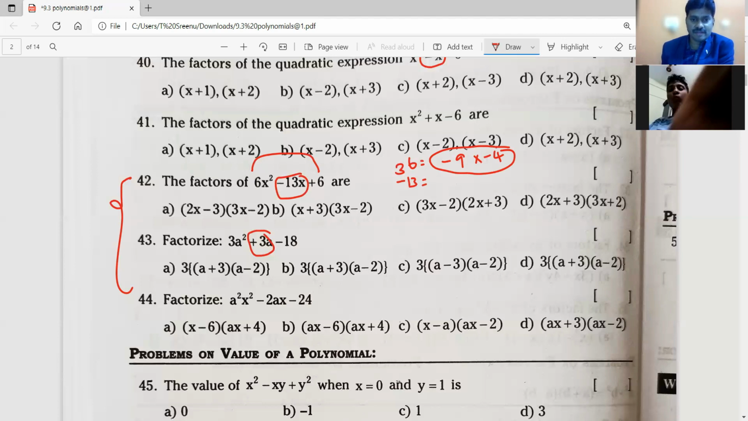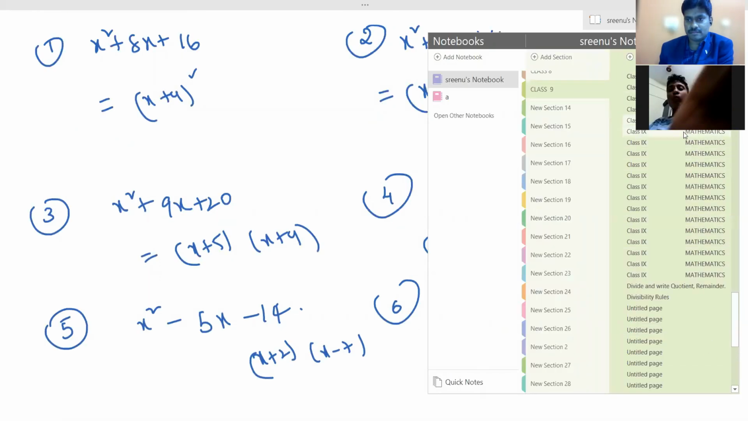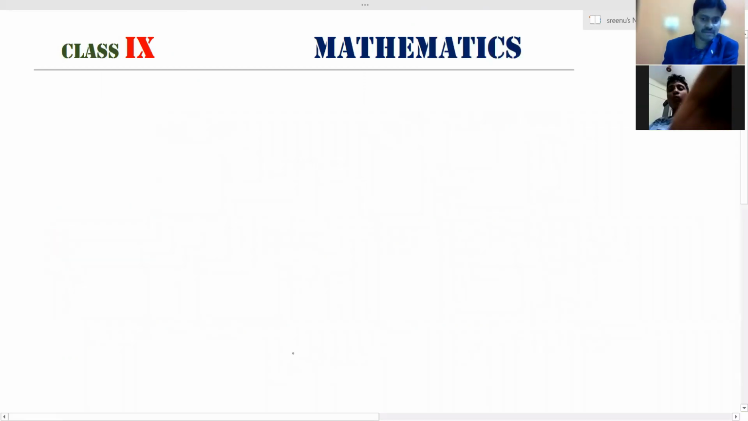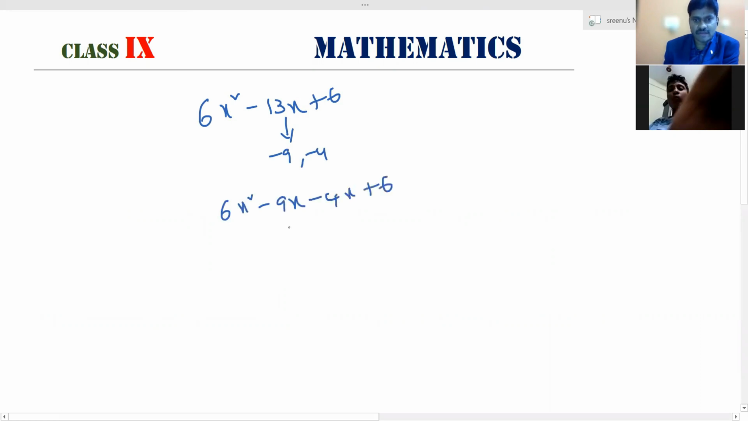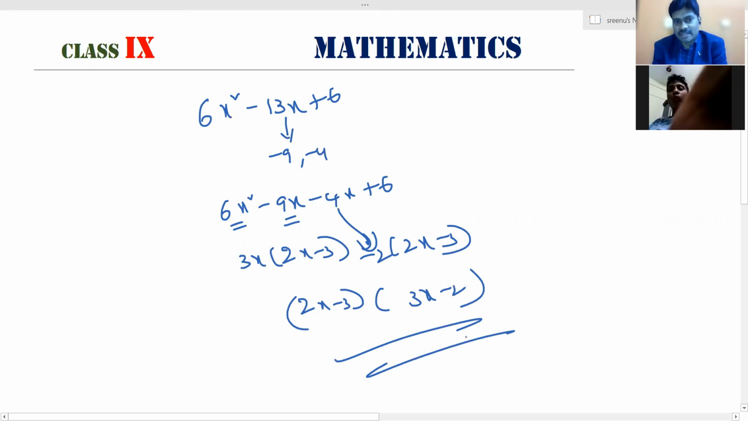6x square minus 13x plus 6. I will do it on the board. Can you see the whiteboard? Yes, sir. 6x square minus 13x. What is the question? Minus 13x plus 6, sir. Yes, sir. So, middle term we are writing minus 9, minus 4. 6x square minus 9x minus 4x plus 6. Here 3x is common. 2x minus 3. Again, same we need. So that minus 2 will come out. Minus into plus, minus. So 2x minus 3 into 3x minus 2. This is the second level of factorization. Little difficult. Let's check on this.